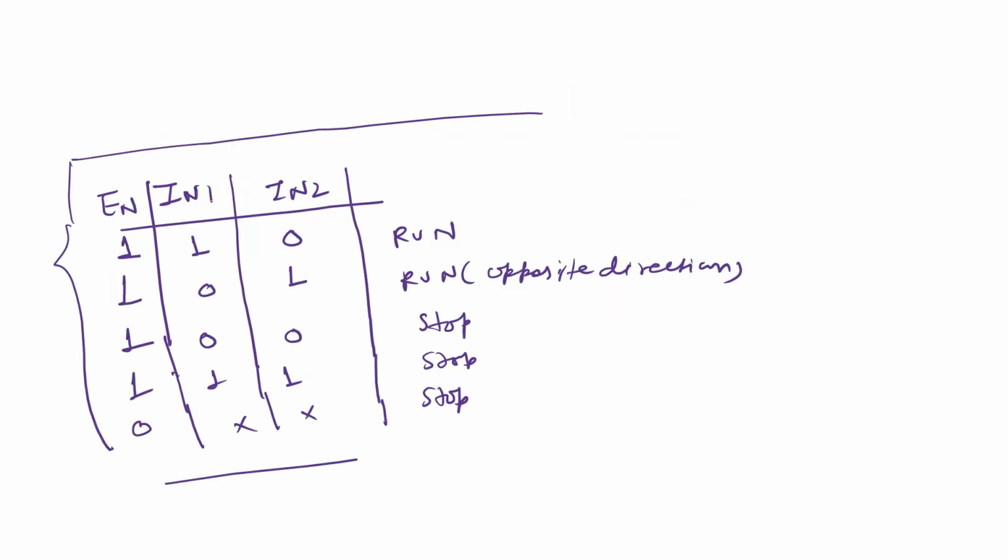These are the basic functionalities. The enable must be 1 to run the motor. So for this combination, the motor will run. For the second one, the motor will run, but the direction of movement will be opposite. In this combination, the motor will be stopped, and this is the combination to stop the motor. When the enable is 0, irrespective of IN1 and IN2, the motor will be stopped.